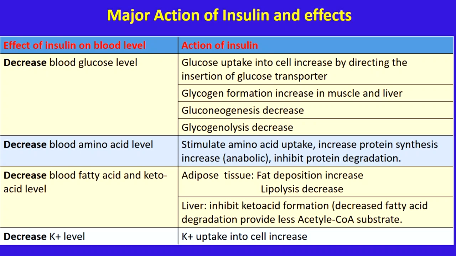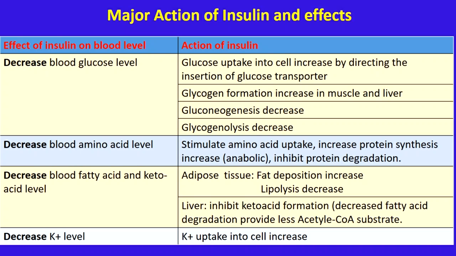Insulin can lead to glycogen formation in muscle and liver. And in the meantime, gluconeogenesis decreases and glycogenolysis decreases. Okay, gluconeogenesis means glucose can be produced from amino acid and fatty acid, right? And glycogenolysis means the breaking down of glycogen. So through these four effects, the final outcome is to reduce blood glucose level.